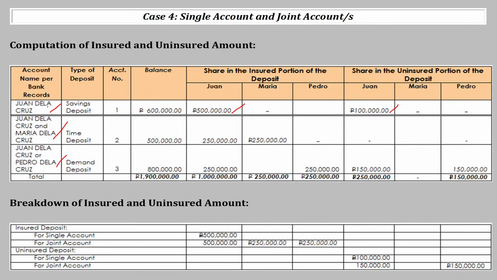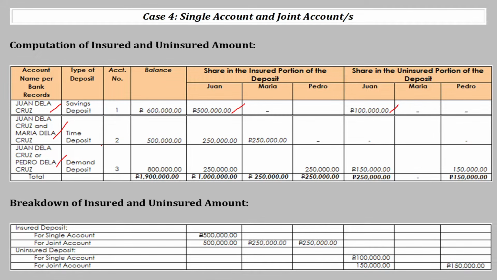So number 2, Juan de la Cruz and Maria de la Cruz. And the same is true with account number 3, which is owned by Juan de la Cruz or Pedro de la Cruz. So for the two accounts numbers 2 and 3, which are jointly maintained by him and Maria or Pedro de la Cruz, each joint account is considered equally shared among the depositors unless otherwise indicated in the deposit document. So the insurance coverage of 500,000 will apply to the sum of shares of each co-depositor in the insured portion of each joint deposit account.